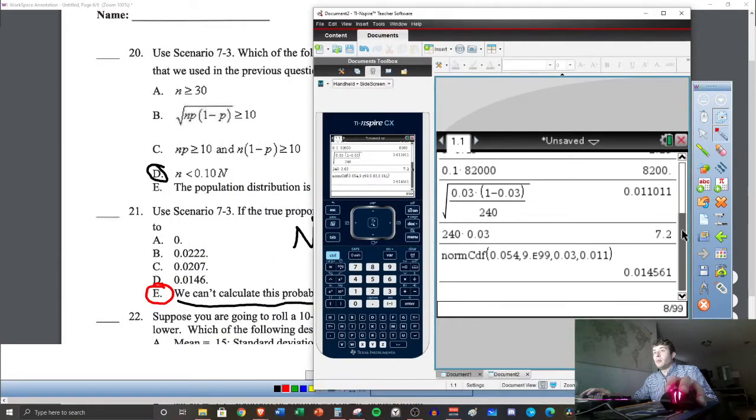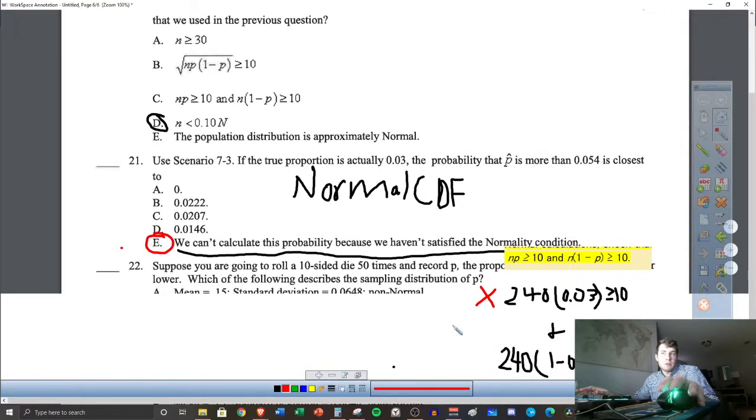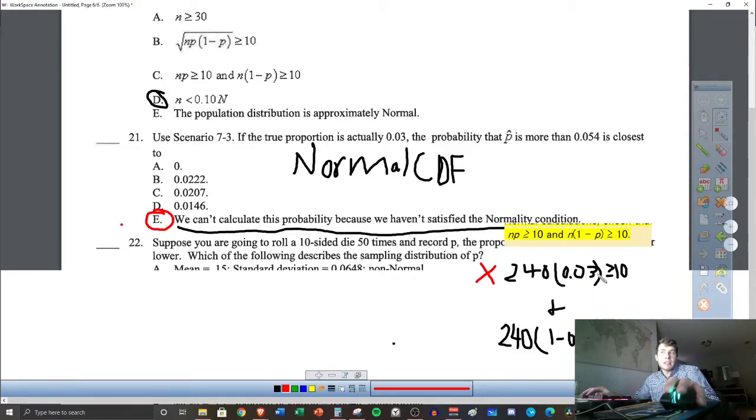0.1456 is D. So if we picked D, that wouldn't be correct because we're not allowed to do the calculation, because the sample size is not large enough in this case since our probability is so low. Okay, it's not going to give us a normal distribution.